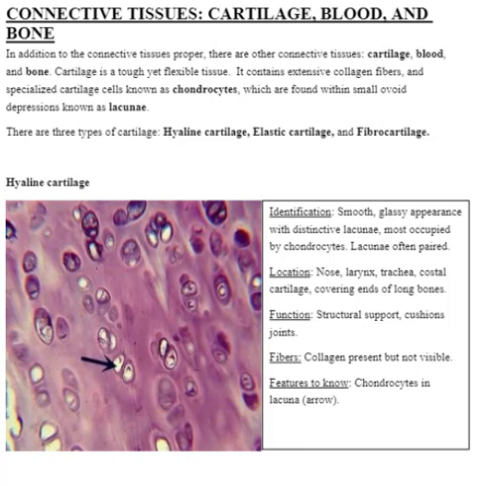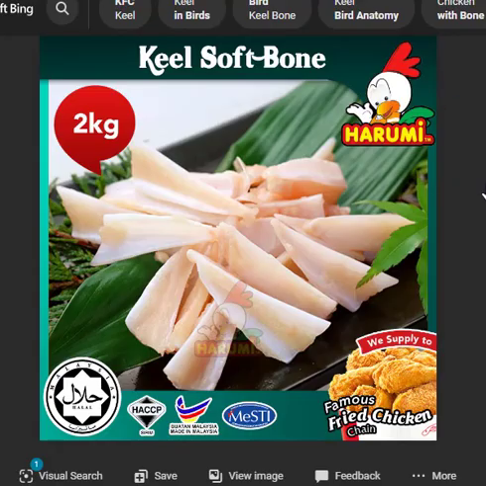The next type of connective tissue we're going to look at is cartilage. And there are three kinds we're going to look at: hyaline cartilage, elastic cartilage, and fibrocartilage. So we're starting out with hyaline cartilage. Now this has been stained purple, but it actually is almost transparent. It's clear colored.